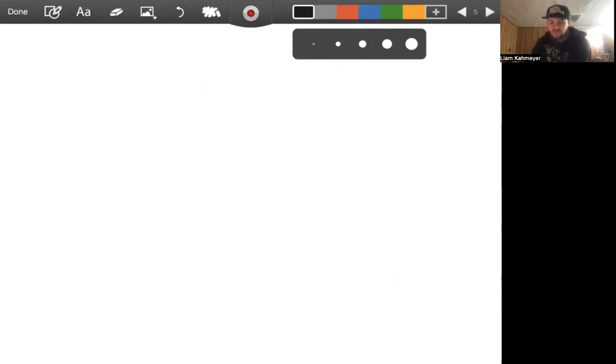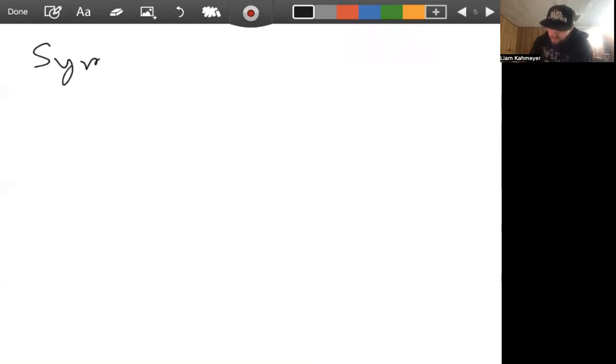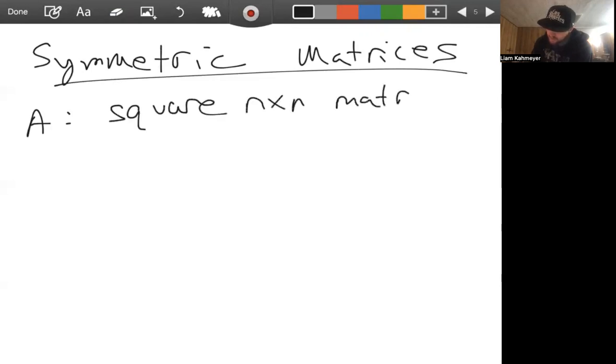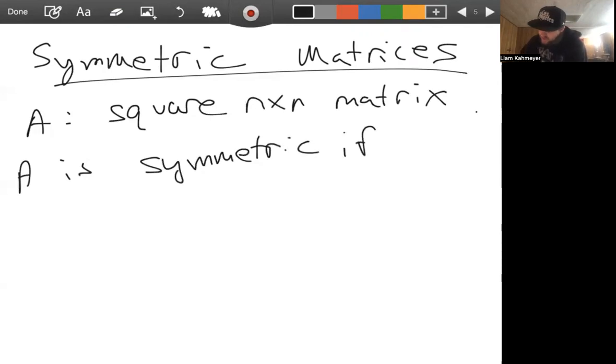I want to introduce two definitions really quickly, and then we'll move on to the multiplicative identity matrix. So we have symmetric matrices. Symmetric matrices are those square matrices. So A needs to be a square, we'll say n by n matrix. We say A is symmetric if A equals A transpose.